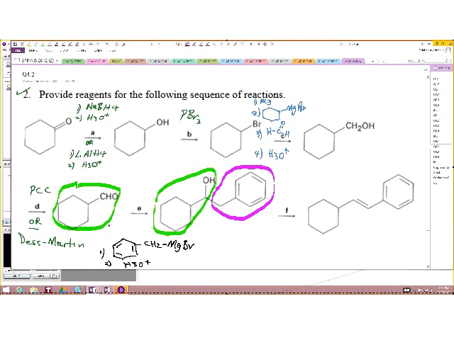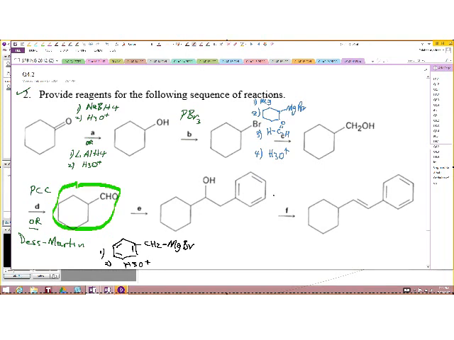Any blanks? Okay, let's do the last one here, F. What are we doing here for F? Dehydration. Okay, so what do you need? POCl3. Very good. POCl3.